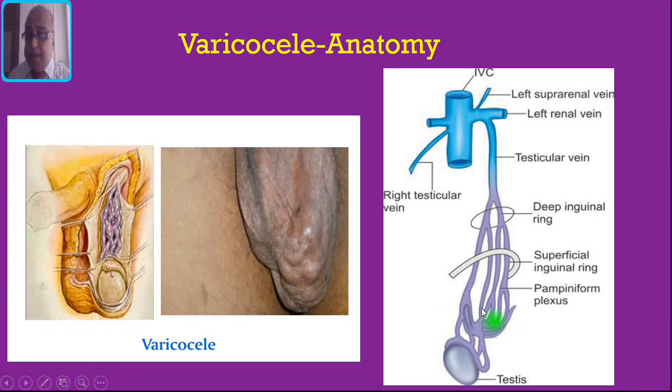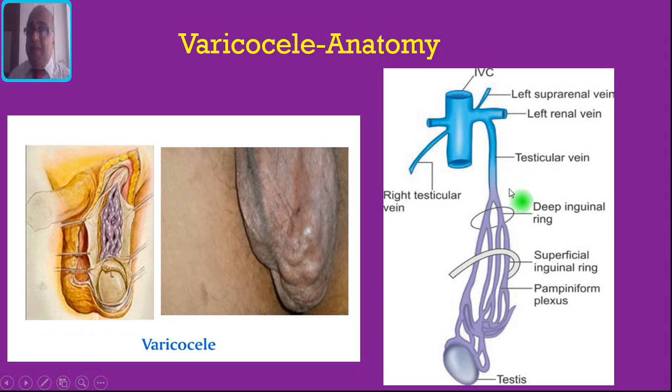Initially at this level there will be 15 to 20 veins. At the level of the superficial inguinal ring it will be reduced to four veins. At the level of the deep inguinal ring the number of veins will be two. When it enters the retroperitoneum, these two veins will join together and form a single testicular vein.